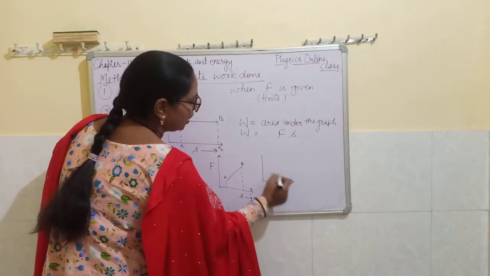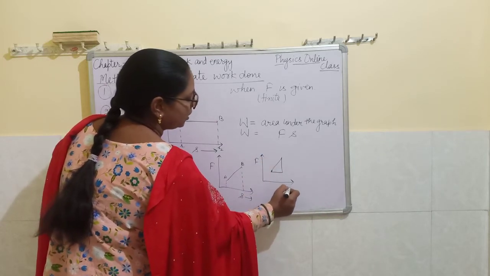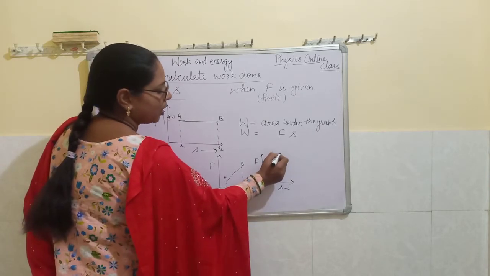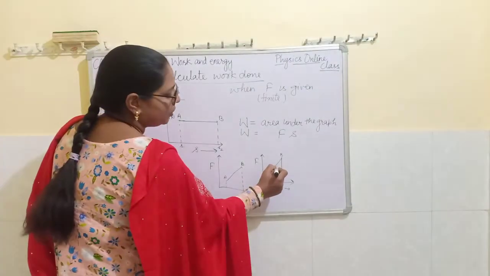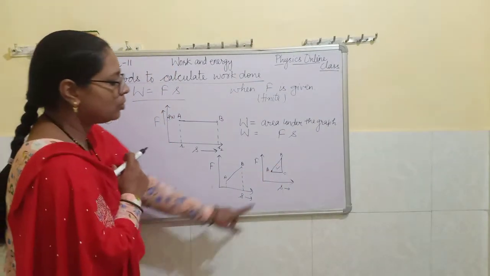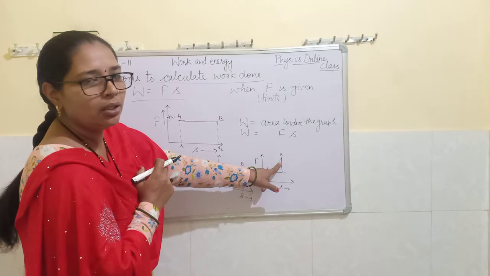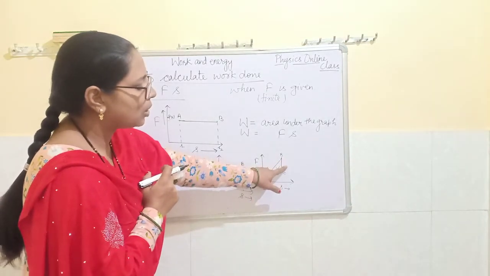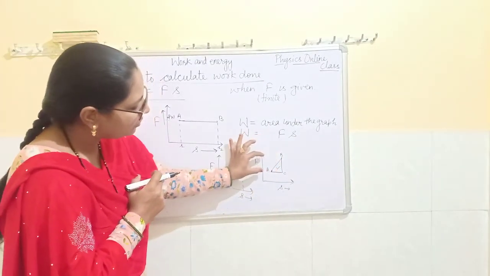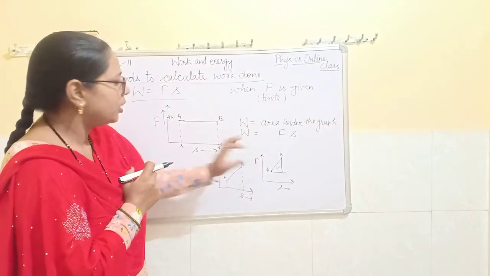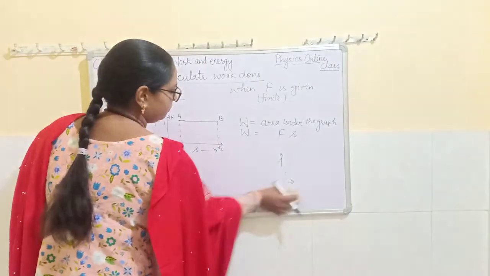Suppose the shape is given like this. Your graph is like this and you have to calculate the work done, from A to B, B to C, and C back to A. Then what will we do? We will simply use the formula that work done is equal to the area of this triangle. How can we calculate the area of a triangle? 1 by 2 into base into height. This base is equal to displacement and this height is given by the force value. So in this way we can easily calculate our work done by the graphical method.